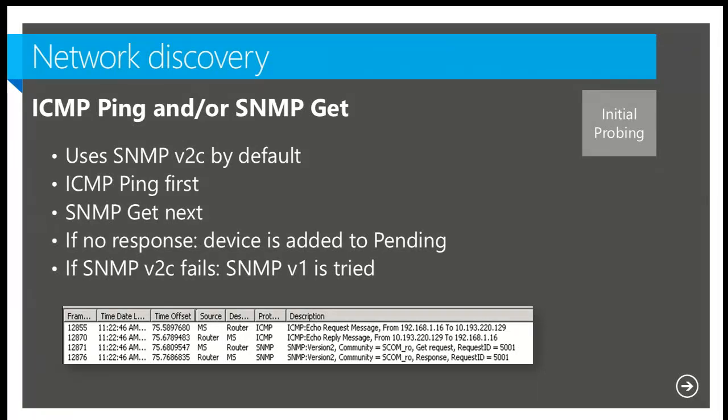It might be that you didn't enter the read string correctly or whatever happened. We put it in pending, and you need to resolve it, rerun the discovery, and it'll actually show up. If v2 fails, we'll actually try v1. Again, if you want to do v3, you need to set it specifically.